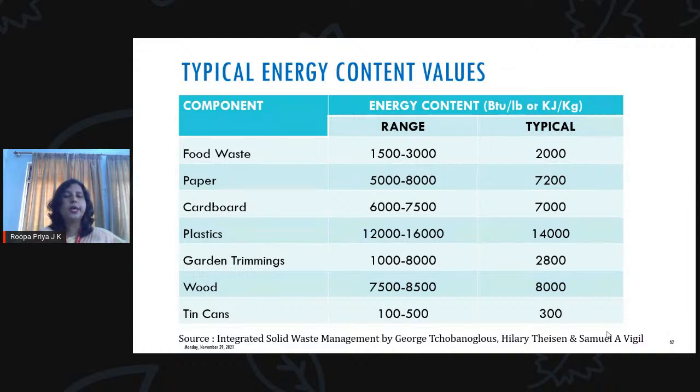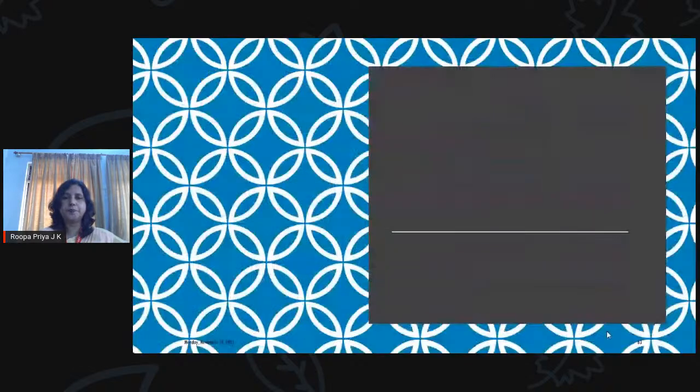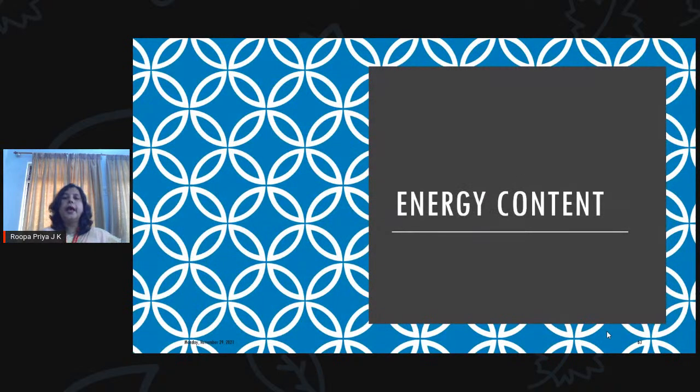For wood, we can have the range between 7,500 to 8,500, and the typical value which we can consider is 8,000. Anything in between this range can be considered, but these are the typical values which we normally consider. For tin cans, the range is 100 to 500, and the typical value could be 300. So these are the energy content range and the typical values for energy content.